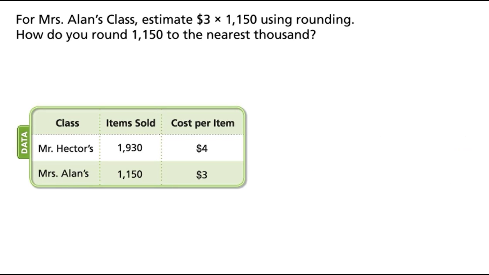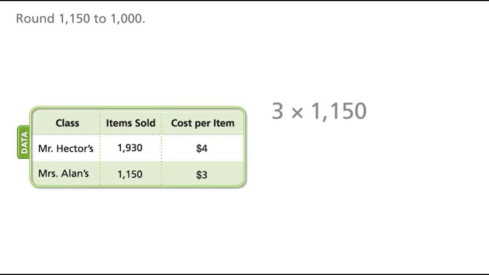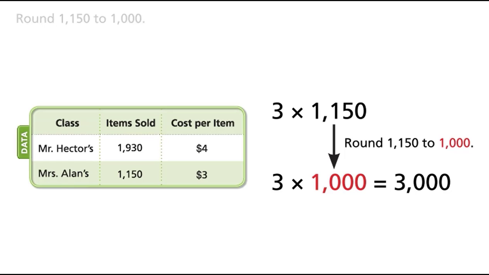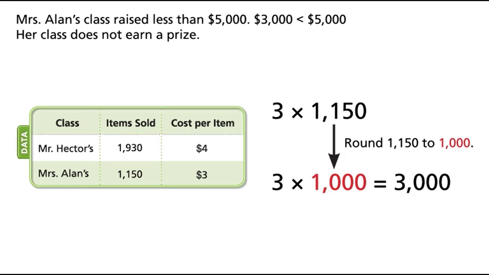For Mrs. Allen's class, estimate $3 times 1,150 using rounding. How do you round 1,150 to the nearest thousand? Round 1,150 to 1,000. Mrs. Allen's class raised less than $5,000. $3,000 is less than $5,000. Her class does not earn a prize.